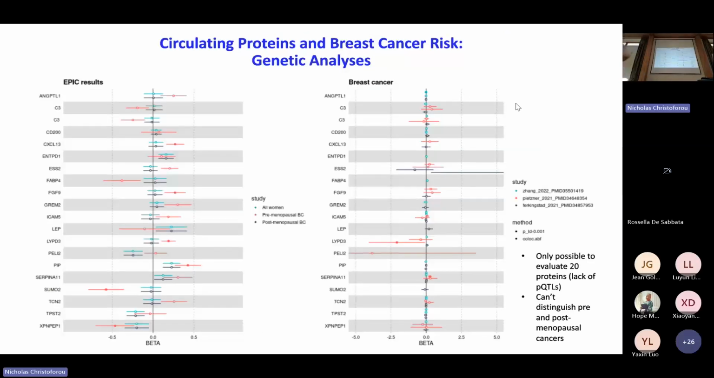Again, we really struggled with some of the genetic analyses. We were only able to evaluate 20 proteins out of all those significantly associated with breast cancer, and that's again because of lack of pQTLs and genetic instruments. The results were fairly all over the place. I think the one exception was leptin, where we saw consistent evidence from both genetic and observational data.